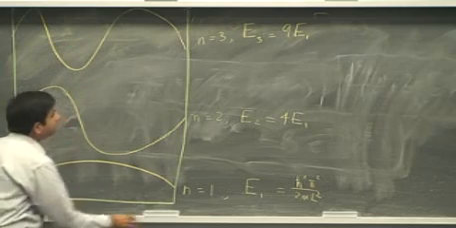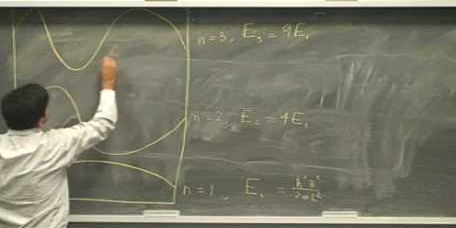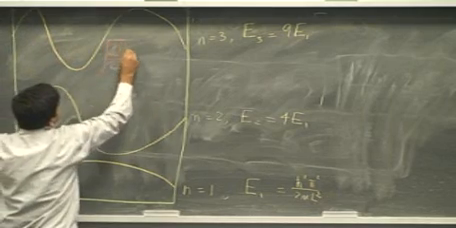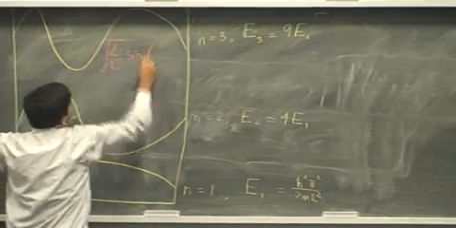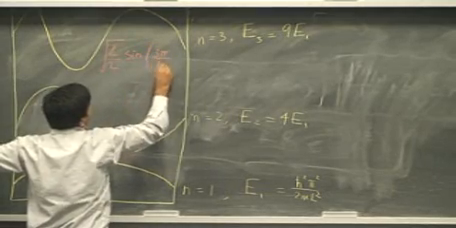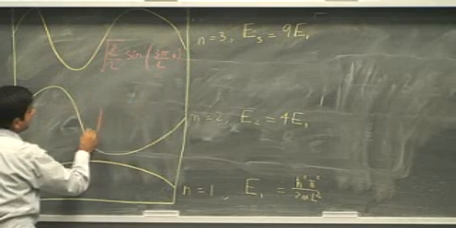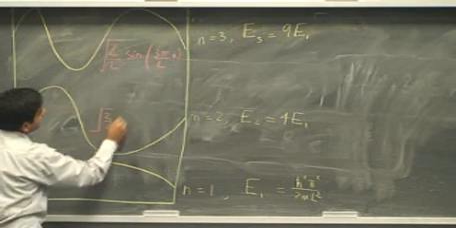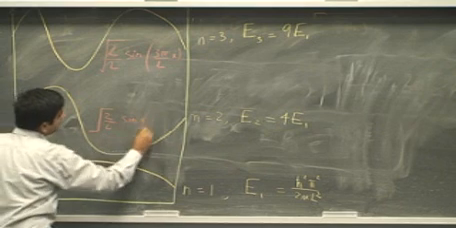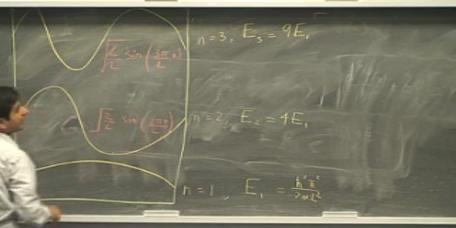And we can tell what the wave function is. The wave function of this particular mode is square root of 2 over L sine of kx, with k now given by 3 pi over L x. The wave function of this mode is square root of 2 over L sine of 2 pi x over L, because k is now 2 pi over L.